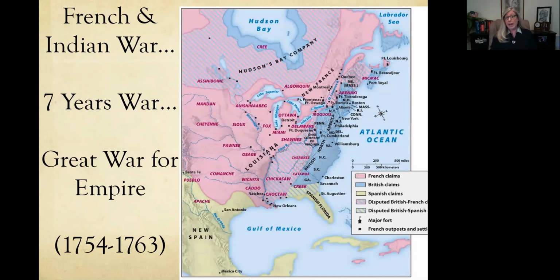And it's got three different names: French and Indian War, the 7 Years' War, and then the Great War for Empire. Three names, all the same conflict. But if you look at the dates, 1754 to 1763, that's more than 7 years. The 7 years part of this is the time that it was fought in Europe. Okay, so it begins here in the colonies in North America, and then it spills over into Europe.